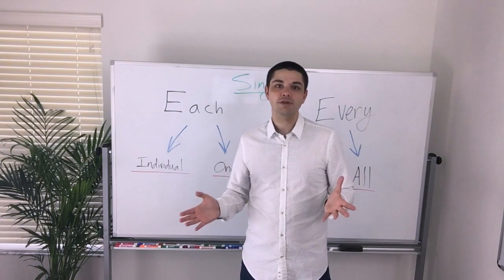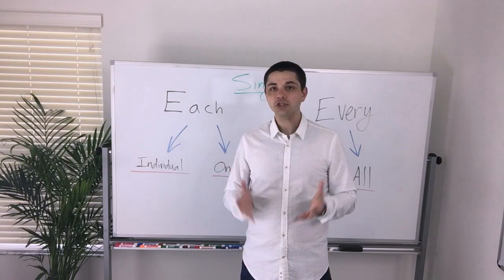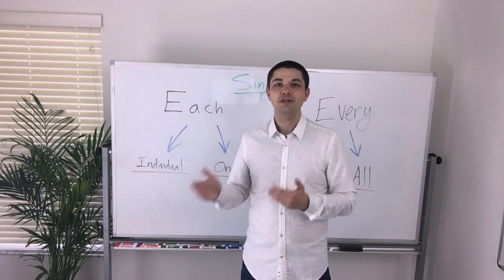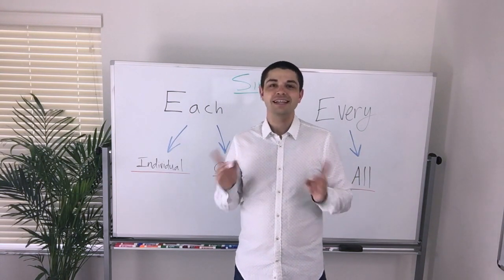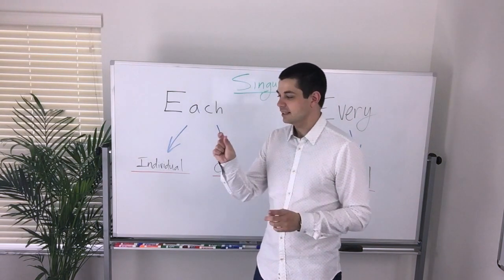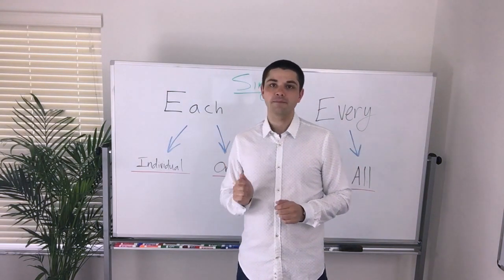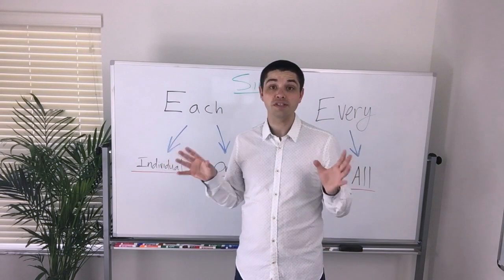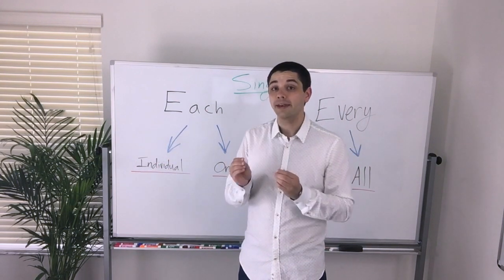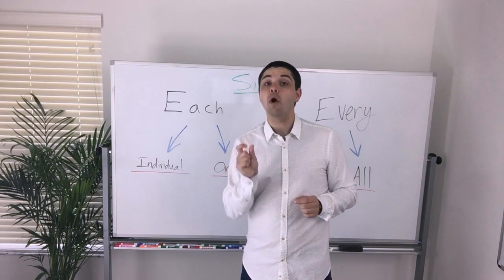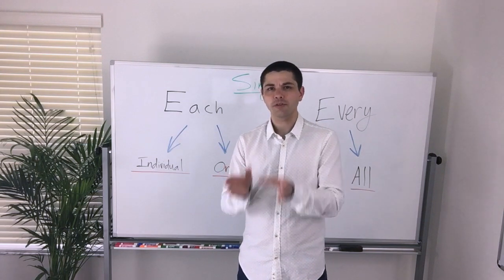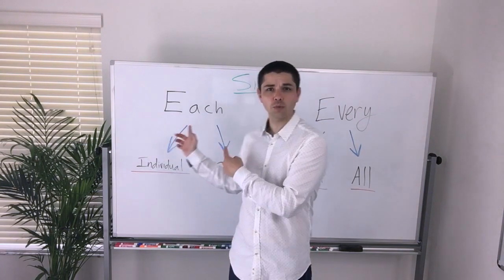So we might say, for example, each boy grows up to be a man. And this means that the individual boy, so there are many individual boys in the world, right? But each one, all of these ones, we're just talking about the one, the individual, because we use the word each.